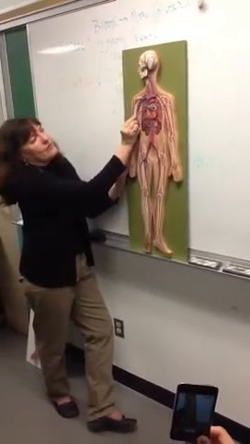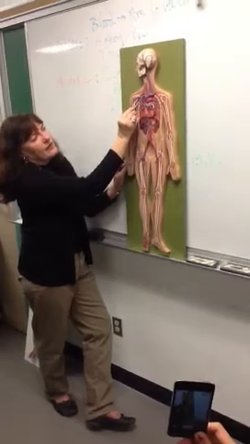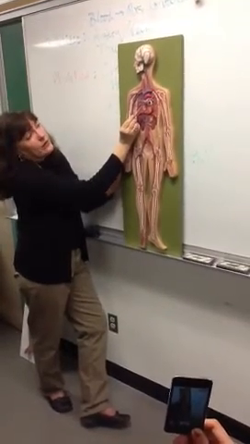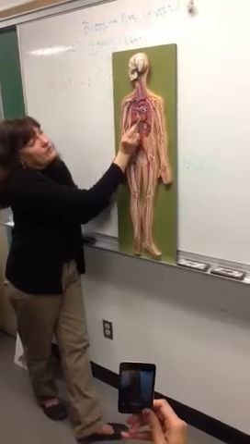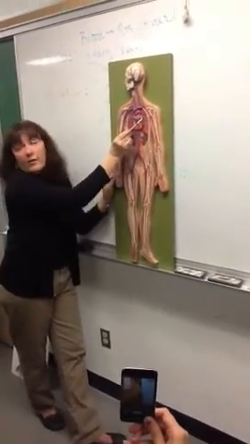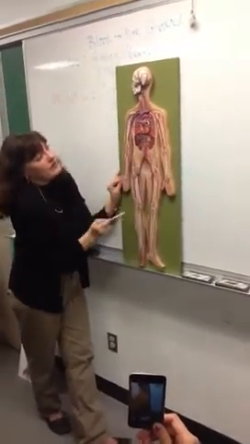Superior vena cava is this vein. These two are the brachiocephalic veins. That's the pulmonary trunk, which is an artery. So those bluish ones are pulmonary arteries. The reddish ones are pulmonary veins.